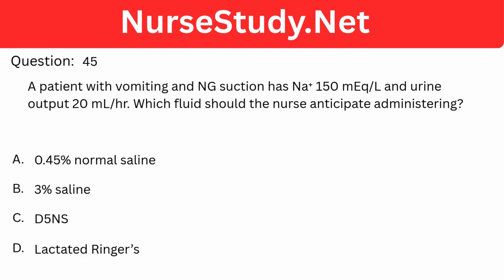Question 45. A patient with vomiting and NG suction has sodium 150 milliequivalents per liter and urine output 20 milliliters per hour. Which fluid should the nurse anticipate administering? A. 0.45% normal saline. B. 3% saline. C. D5NS. D. Lactated Ringer's.